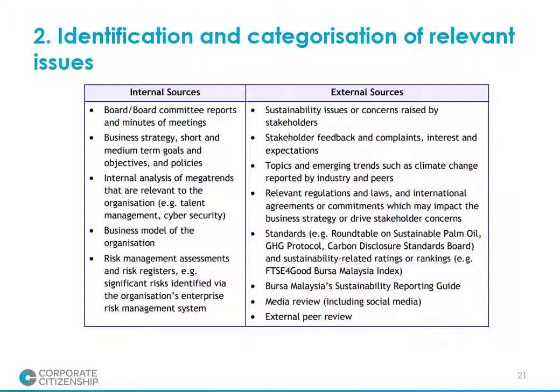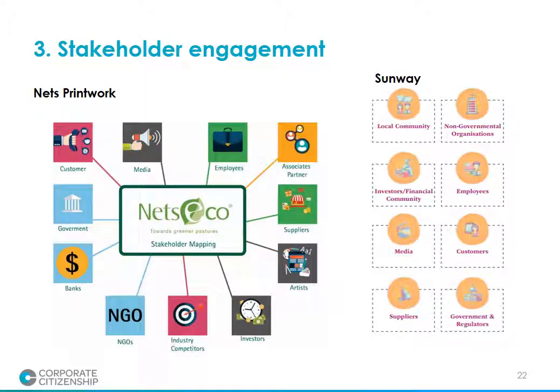So next in the process I outlined earlier, step 3 is stakeholder engagement. And stakeholder engagement is all about first identifying and assessing who your relevant stakeholders are, and then understanding their needs and expectations and using that to inform your materiality process.